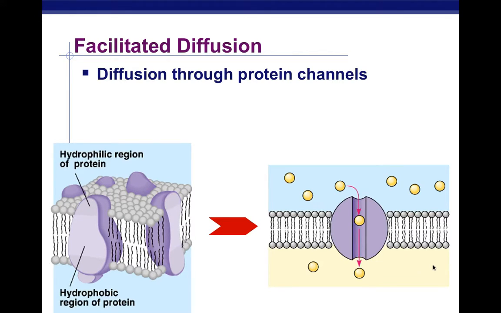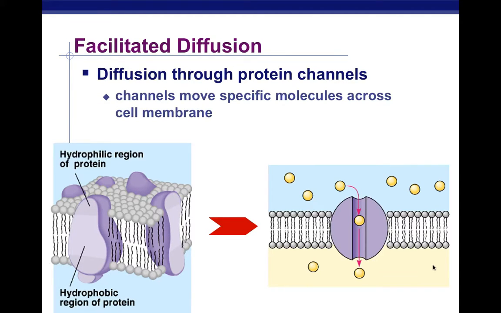So if something can't pass the membrane simply because it's not able to pass through the lipid bilayer, it can still pass through without energy via something called facilitated diffusion. This is still passive, no energy. It still goes from high concentration to low concentration, but now we use the aid of a protein to help get those molecules through where they normally could not. Right? So they move specific molecules across the cell membrane.